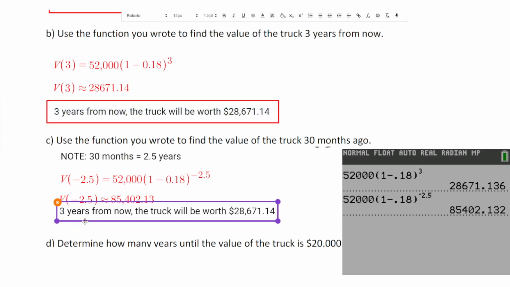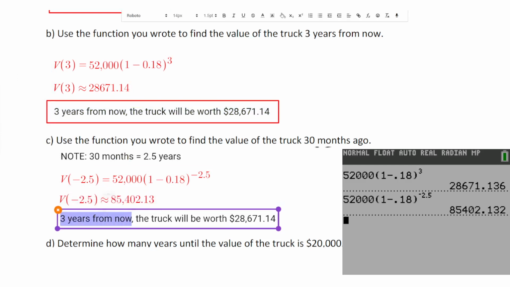Okay, so let's go ahead once again and answer the question within the context that was being asked. So we want to say 30 months ago, the truck was worth $85,402.13.